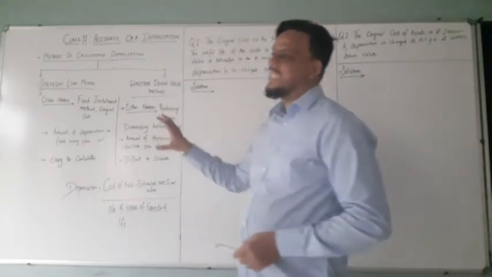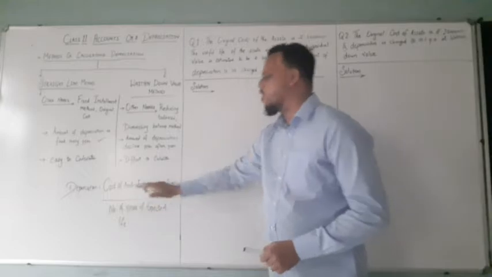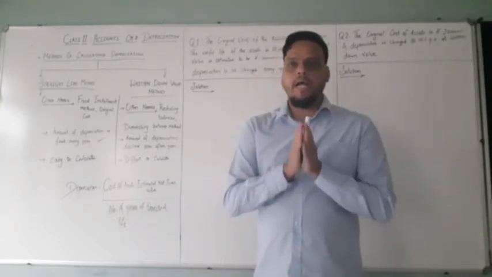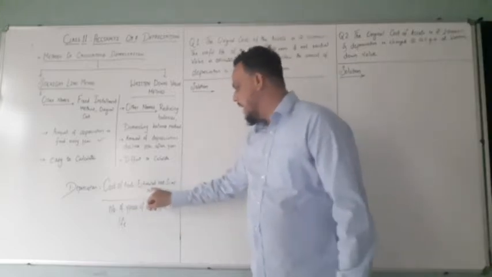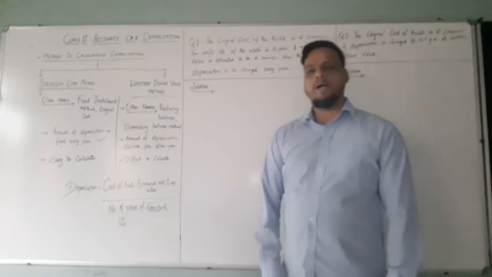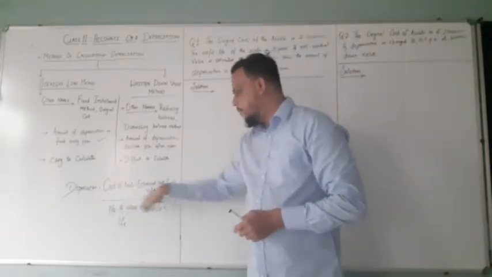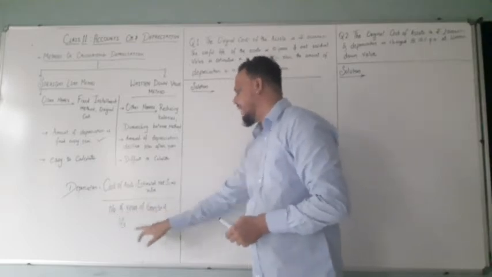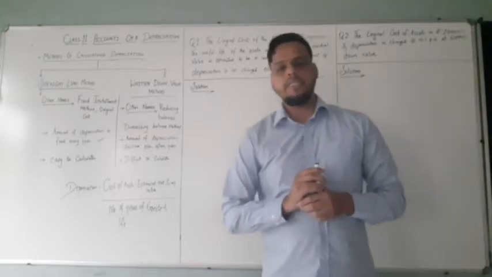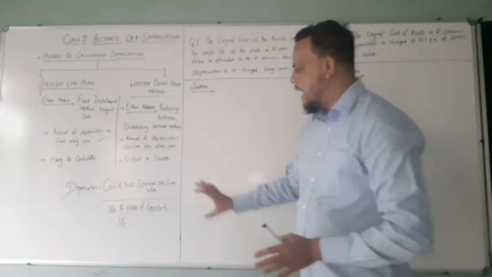Now, how can we calculate depreciation? Depreciation is equal to the cost of the asset, the actual price of the machine, minus the estimated net scrap value, divided by the number of years of expected life, that is, how many years that particular machine can work for the organization.